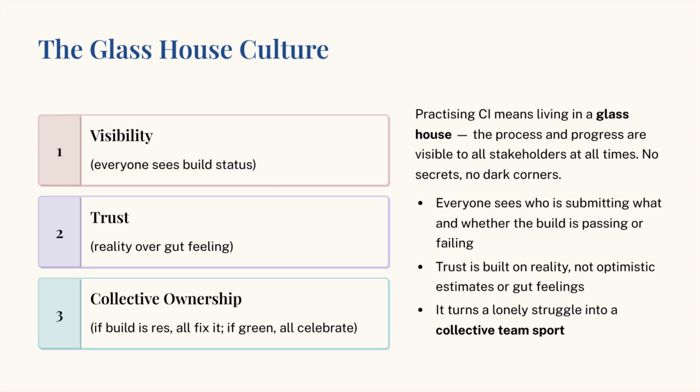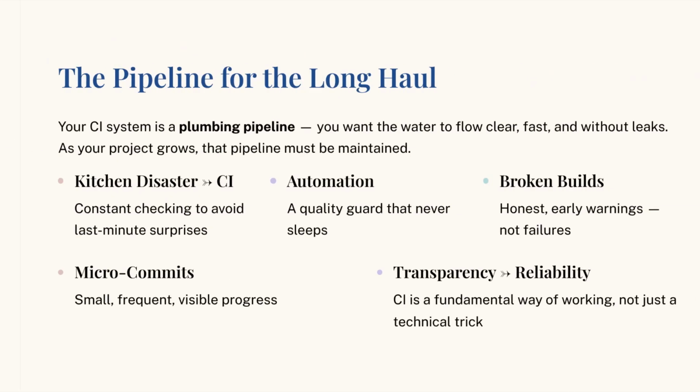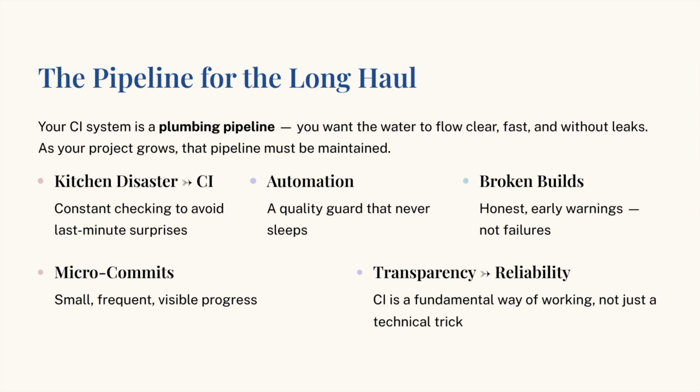So now that we've mastered the value of being open and transparent about our work, you might be wondering how we ensure this whole CI machine keeps running smoothly as our project gets bigger. Well, that brings us right into our next step, which is the long-term reliability of our pipeline. Finally, let's look at the big picture. Think of your CI system as a plumbing pipeline for your work. You want the water to flow clear, fast, and without any leaks. As your project grows from a single cake to a whole catering business, that pipeline needs to be maintained.